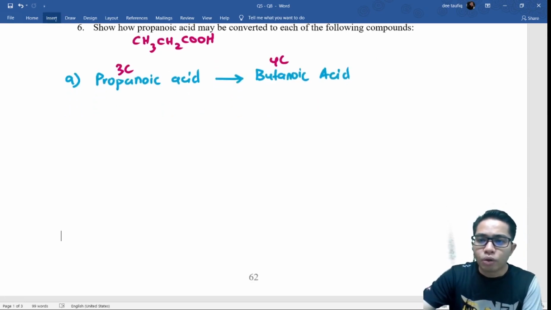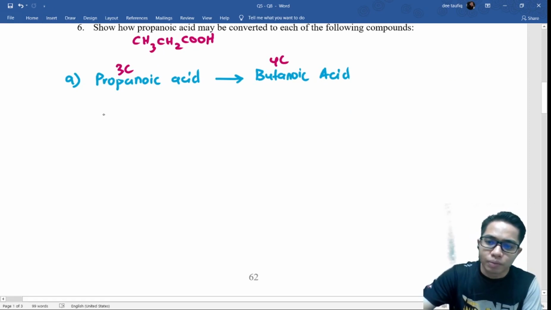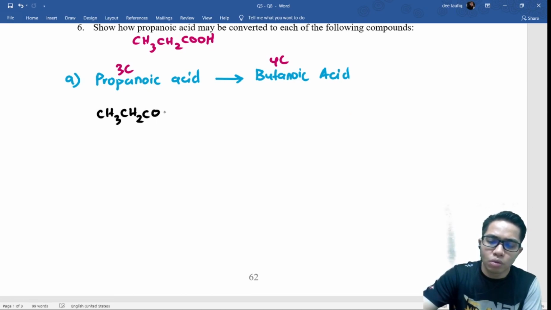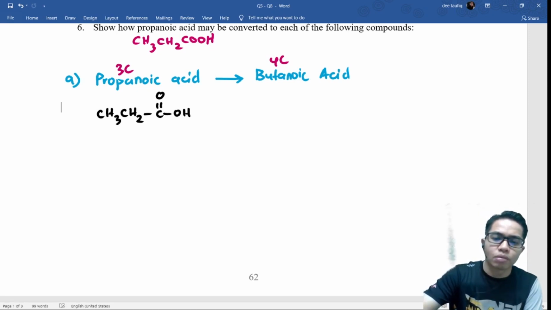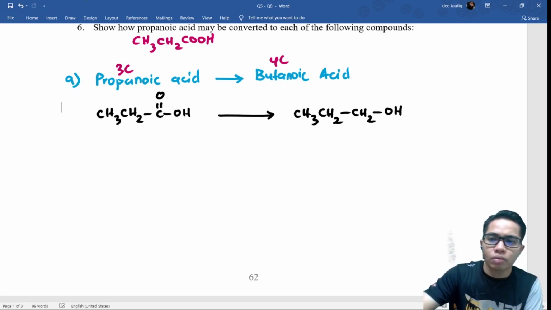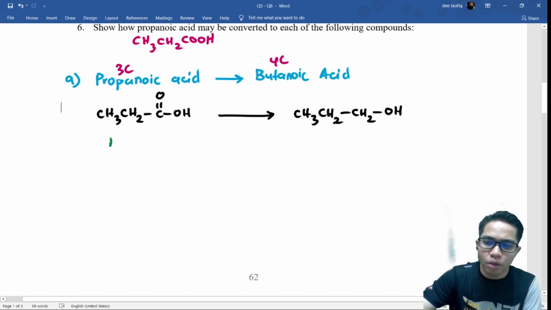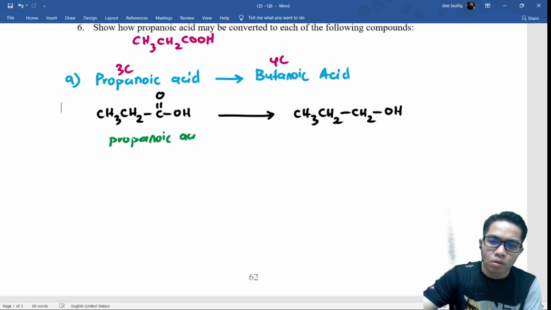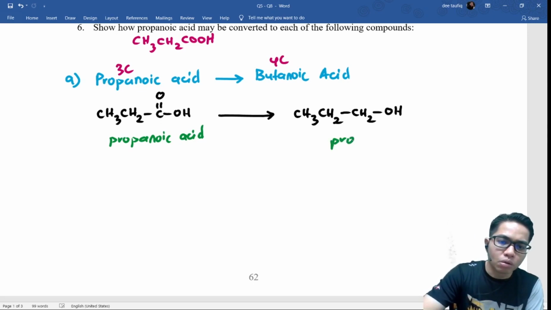Okay, so kita punya propanoic acid ni saya ulang balik. CH3 CH2 COOH. So saya nak expand pada C double bond O, C double bond O OH. Nak convertkan dia kepada CH3 CH2 CH2OH. Okay. So what happened here is from propanoic acid, saya nak convert kepada propanol.